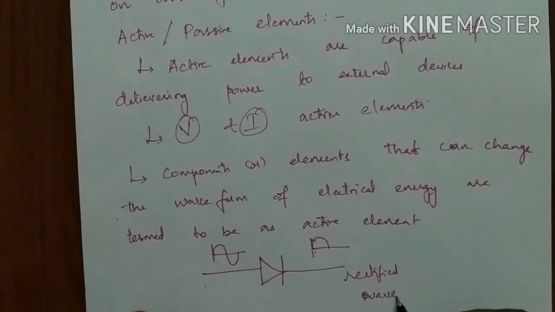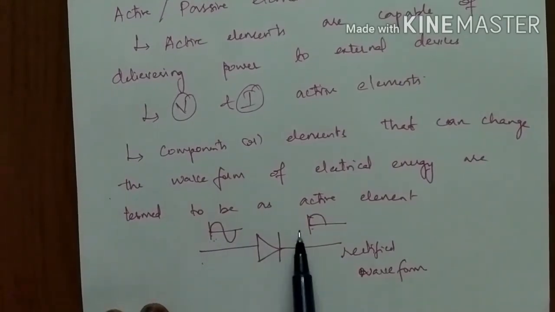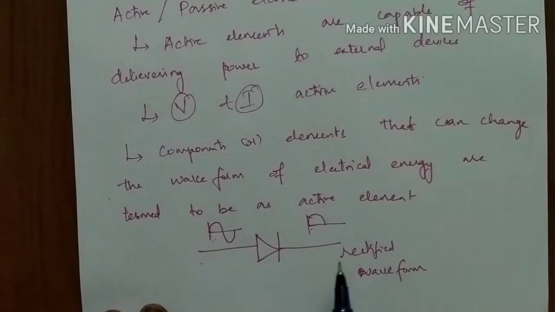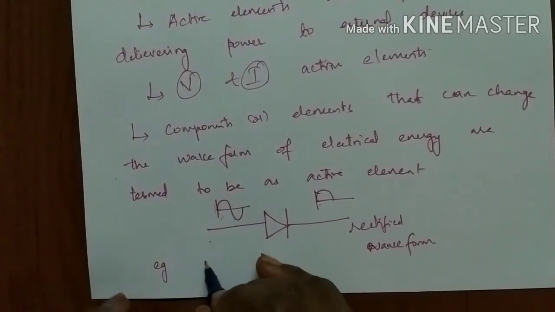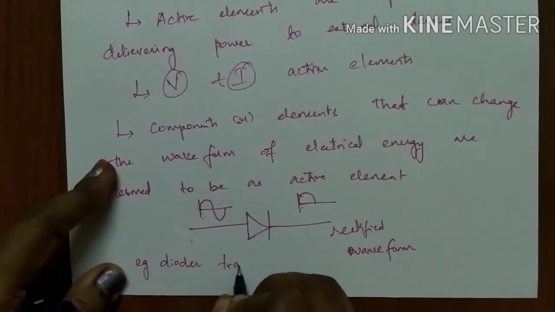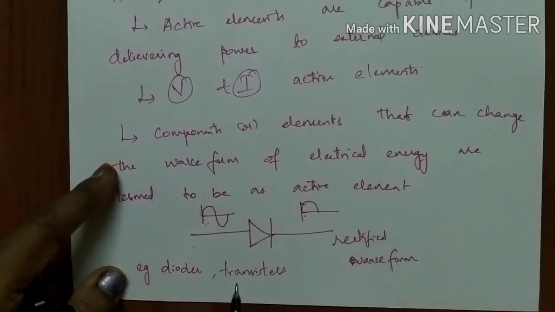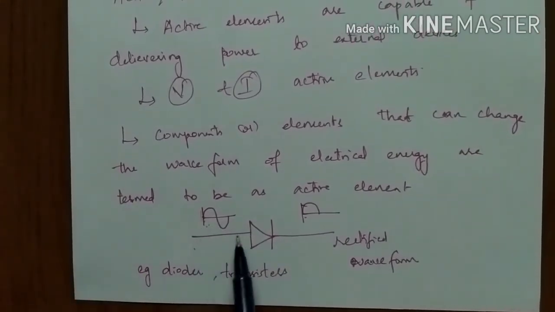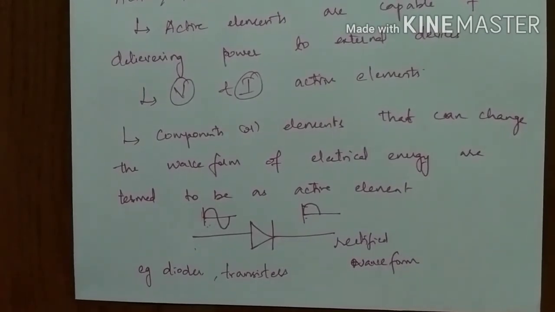So, the element that changes the waveform of the electrical energy is termed to be as an active element. Examples of active elements are all semiconductor devices like diodes, transistors, and most of the semiconductor devices are active elements, in that they change the input waveform to another waveform, that changes the shape of the input waveforms.